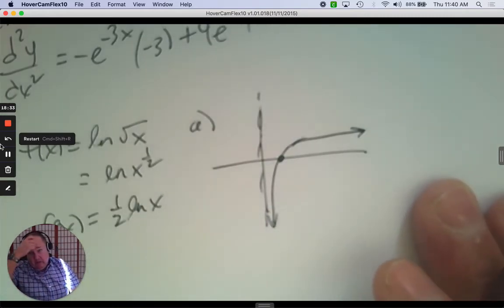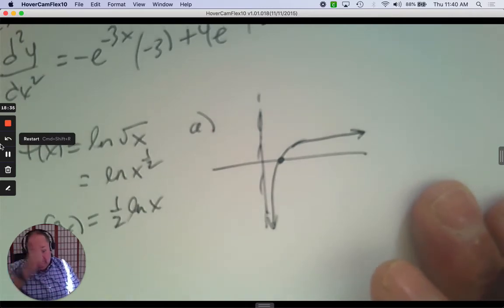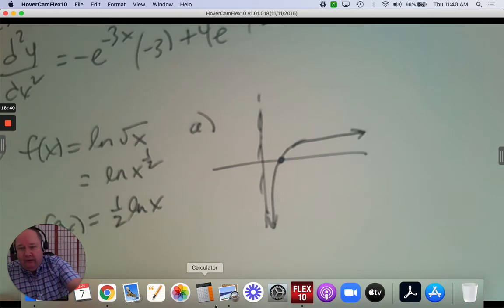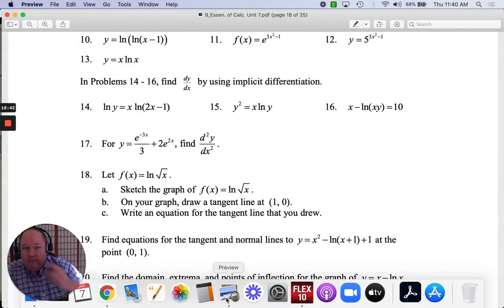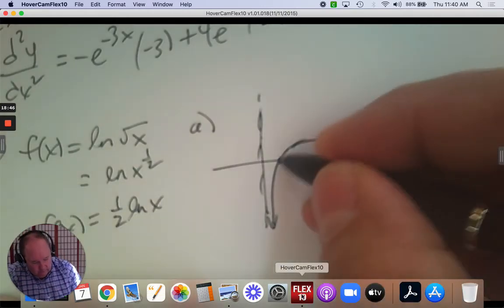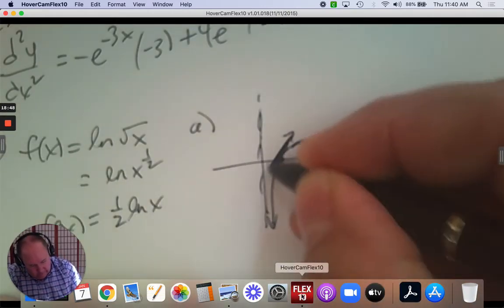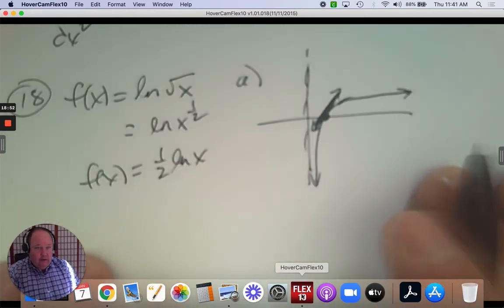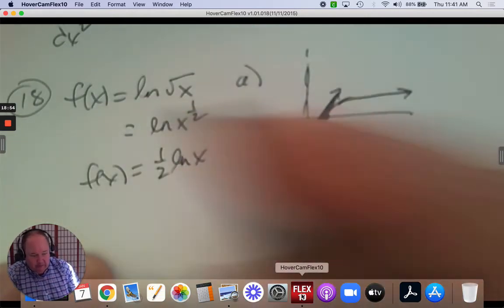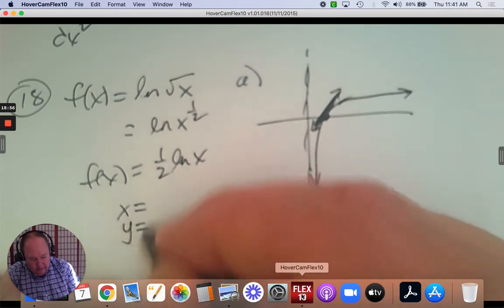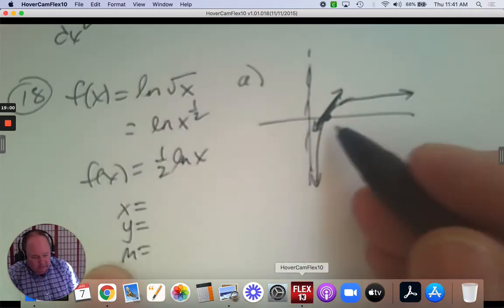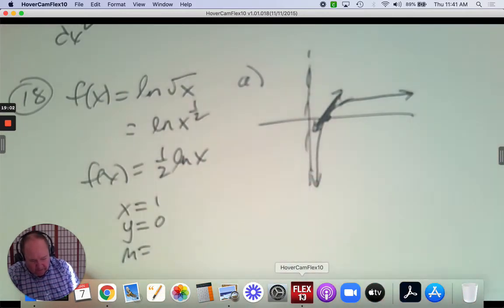And a natural logarithm, and any log like that would go through the point (1, 0). Then it says draw a tangent line at (1, 0). All right. And then I think it says find the equation of that tangent line. So I know it's positive, right? And so when I need an equation of a tangent line, what are the 3 things I write down? So I know x is equal to 1, y is equal to 0.